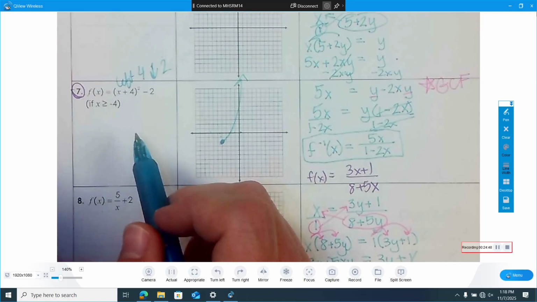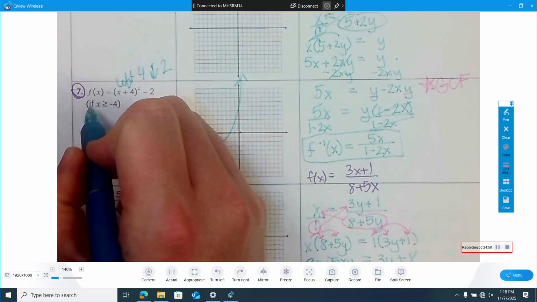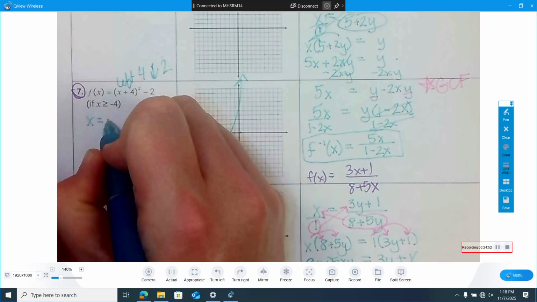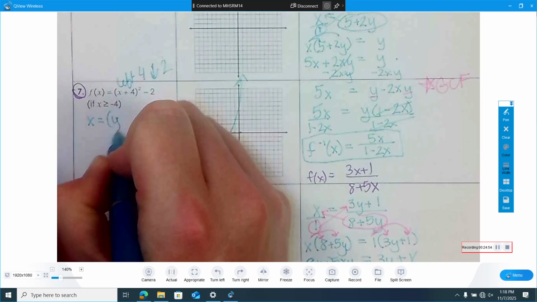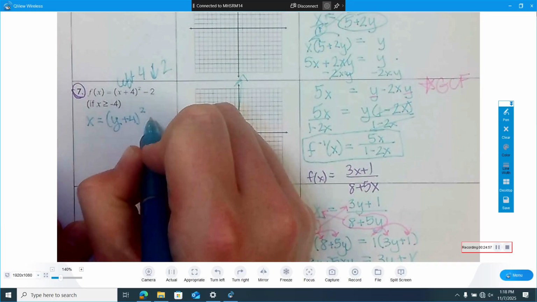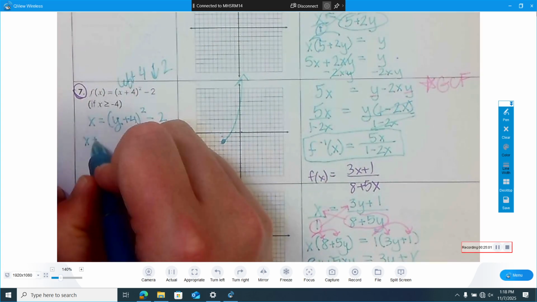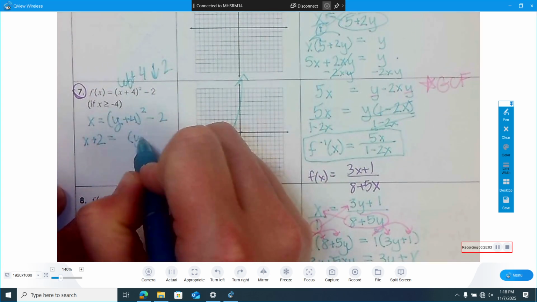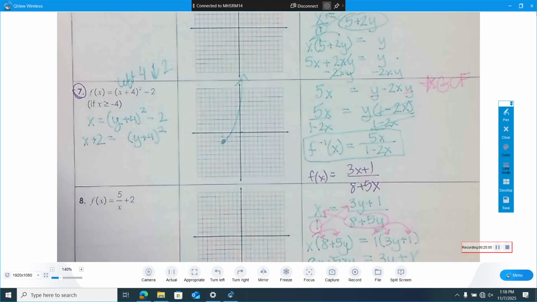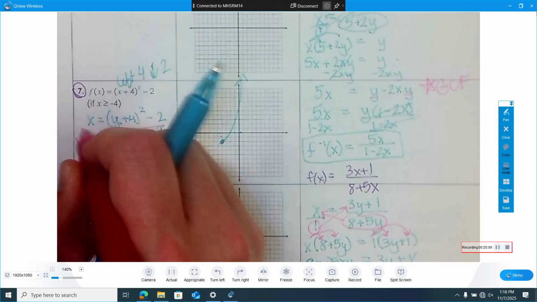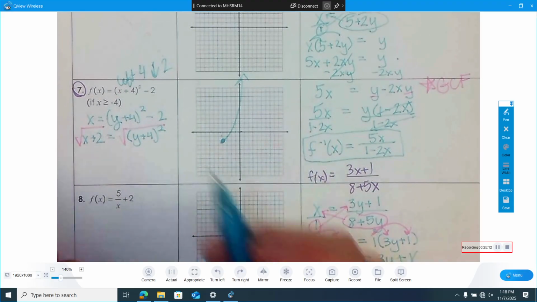Okay, so just like before, we're going to swap and solve. So now I'm going to have x equals (y plus 4) quantity squared minus 2. Add the 2, so we get x plus 2 equals (y plus 4) quantity squared, and then square root both sides. All right, we're going to square root both sides.